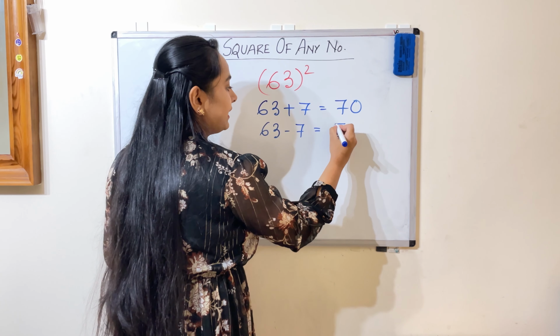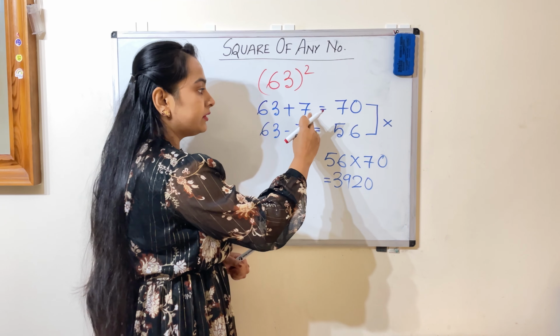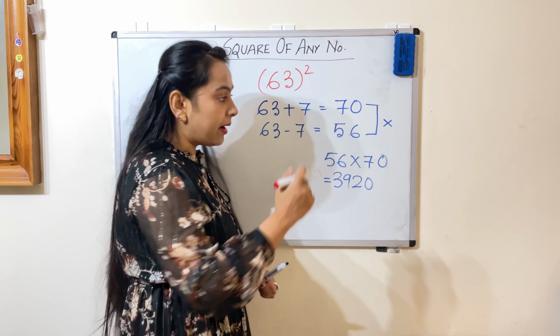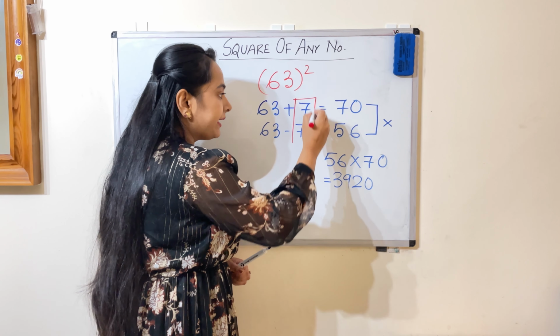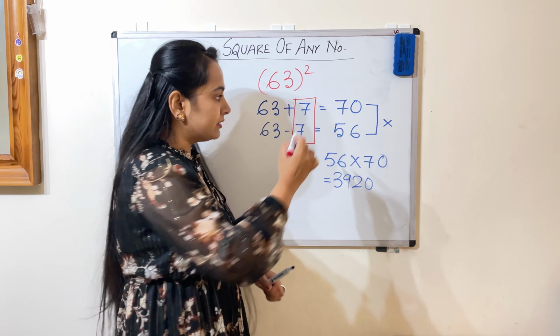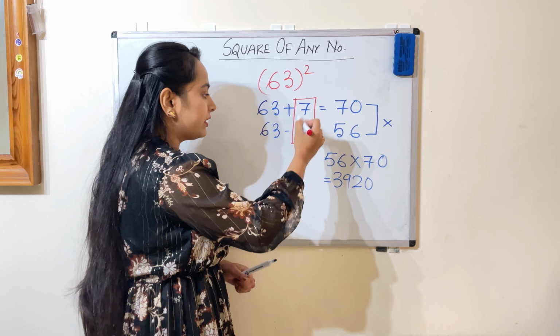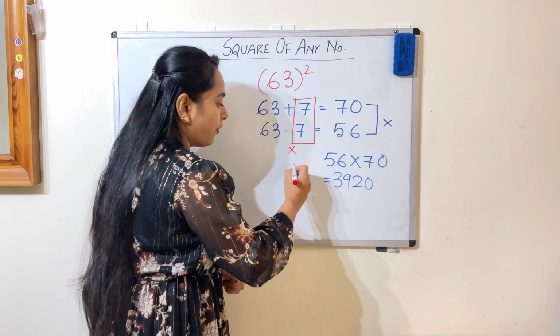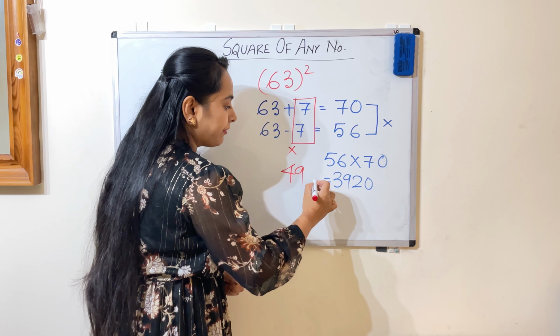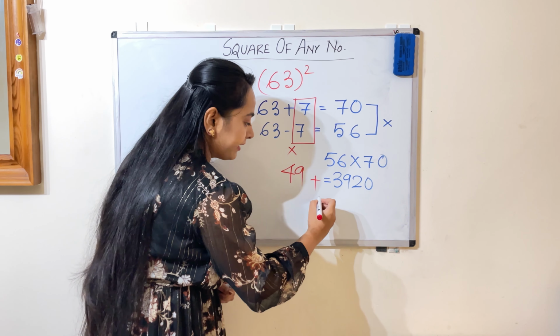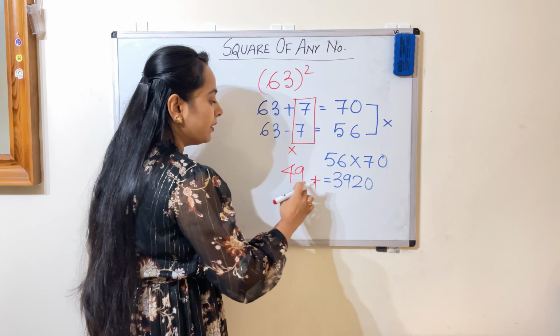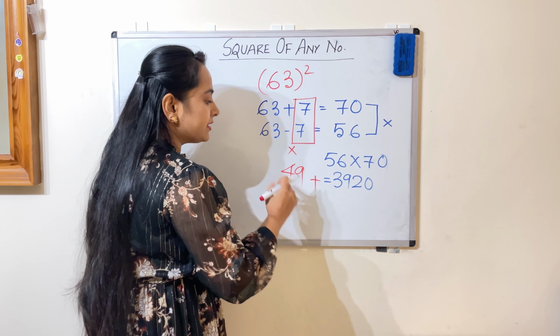3920, right? Now the number that we already added to 63 and subtracted from it, what is that number? 7 is that number. So we have to multiply that number by itself, means 7 square, or 7 into 7, which is 49. We have to add 49 to it. So 3920 plus 49.